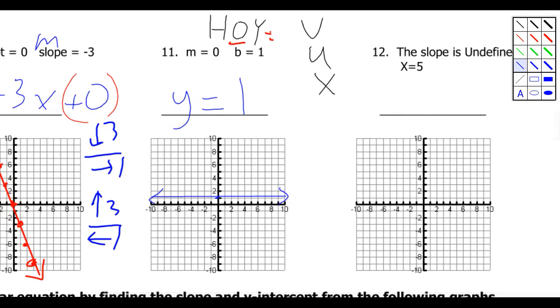Now, on the contrary, for number 12 the slope is undefined. So it's a vertical line, and it's an x equals line. Our equation, as they already gave us right here, is x equals 5. It's going to go through x equals 5, and it's going to be a vertical line. And that's why I've been using this HOY VUX phrase for so long, because it really makes sense when you get down to these things, having a slope and the y-intercept. Alright, on we go.